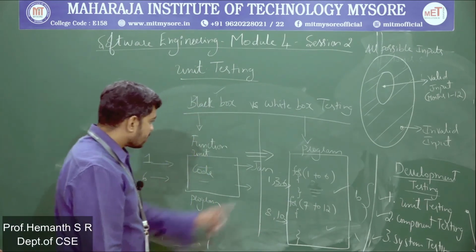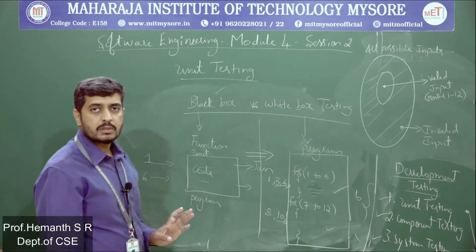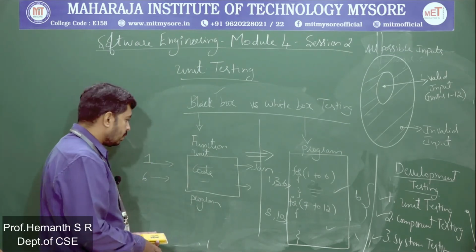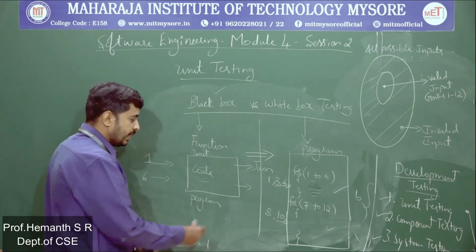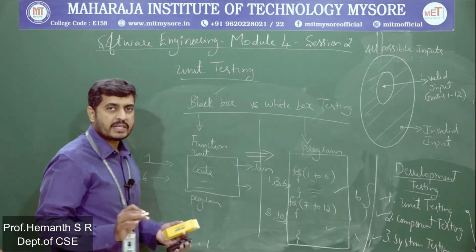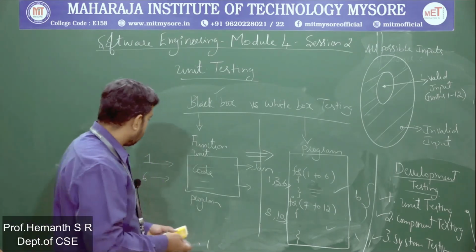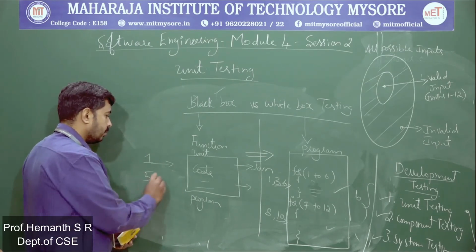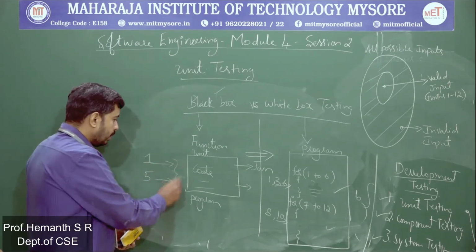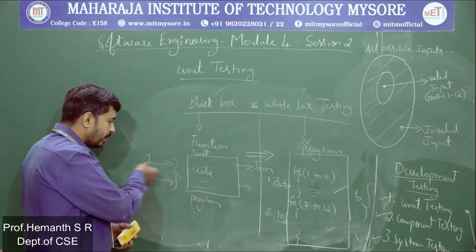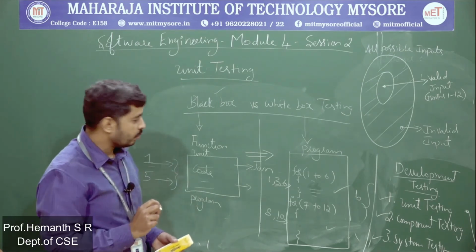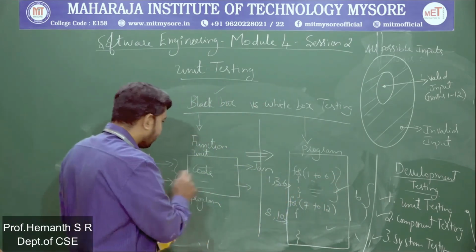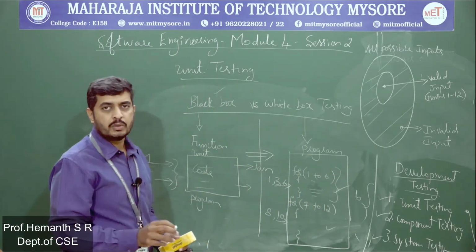Now the same with respect to black box. What may happen in a black box? I do not know what is there inside. I am not bothered about the coding aspect. I may choose the numbers 1 and 5, let's assume. Now, the number 1 will be given. Which for loop will execute? The first one. I gave the number 5. The first for loop will execute.